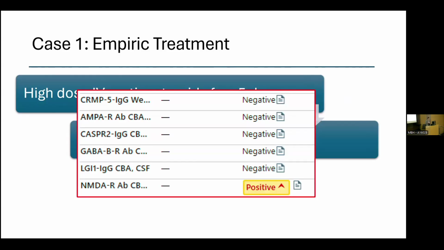And so for us, this was a pretty classic case of anti-NMDA: a previously healthy kid, with subacute onset of some altered mental status, disturbed sleep, new onset movement disorder, and then findings on LP with lymphocytic pleocytosis and some abnormal EEG. So again, a classic NMDA picture.